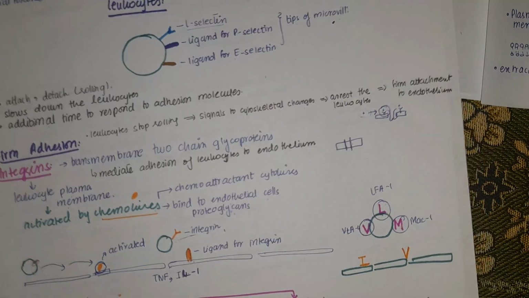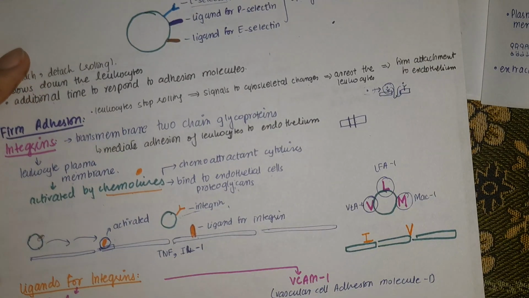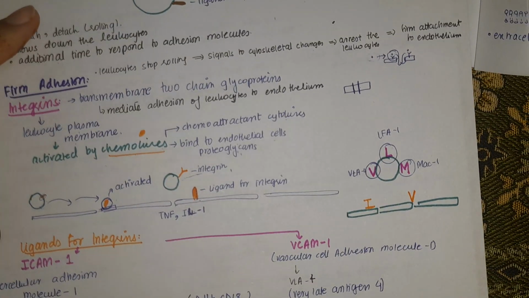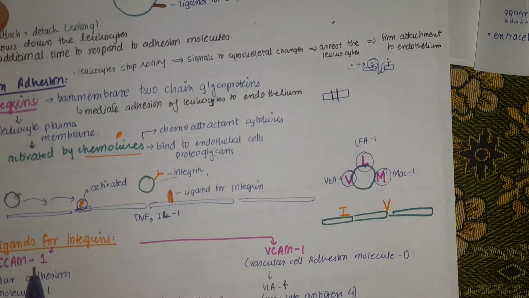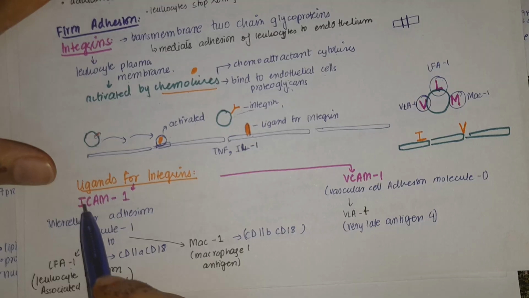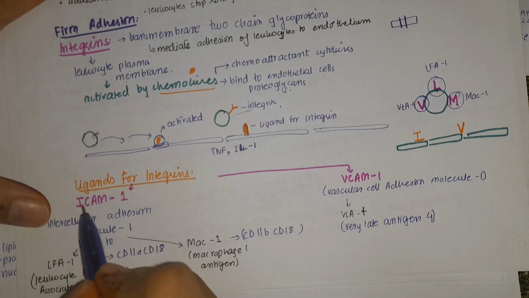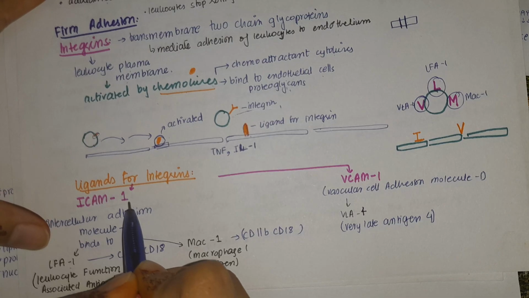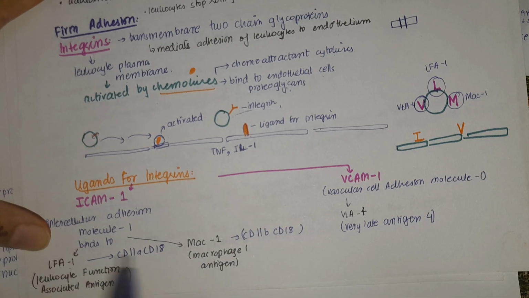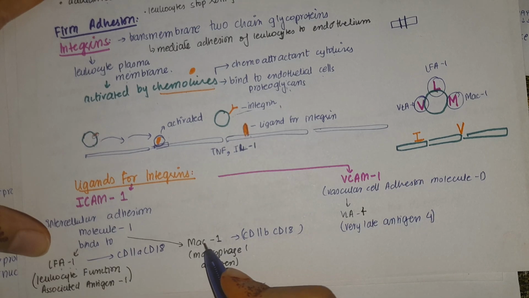Now there are different types of ligands. For integrin we have ICAM, we have VCAM. Because I told you that the ligand will be present on the endothelium, I have written those in orange, that is ICAM and VCAM. Now this ICAM is translated as intercellular adhesion molecule 1. That intercellular adhesion molecule 1 attaches to two things that are present on the leukocyte, that are LFA1 and MAC1.